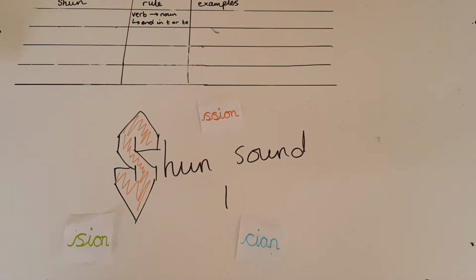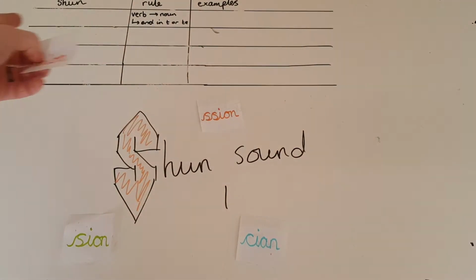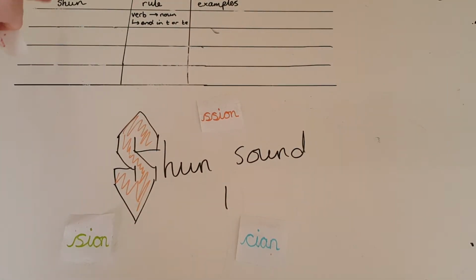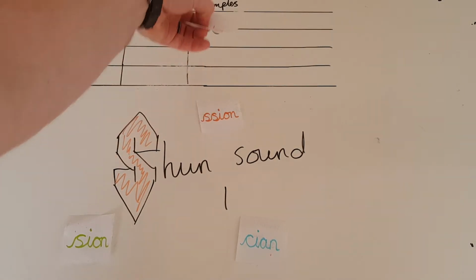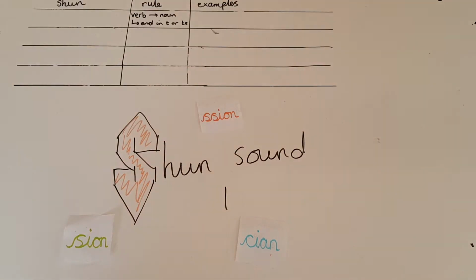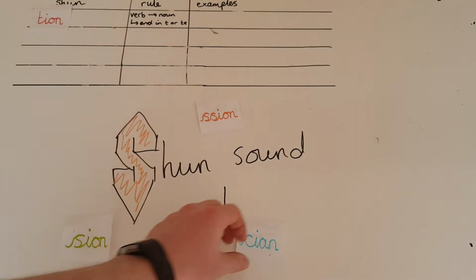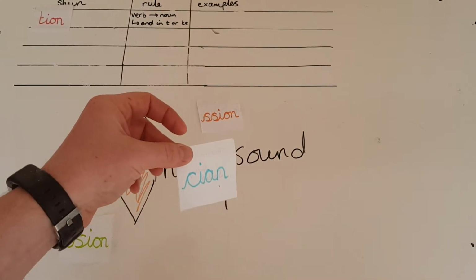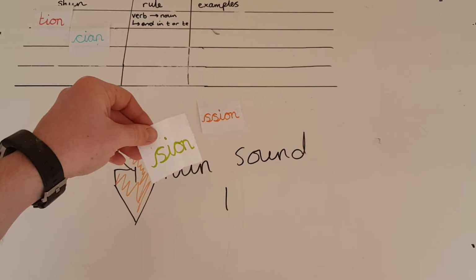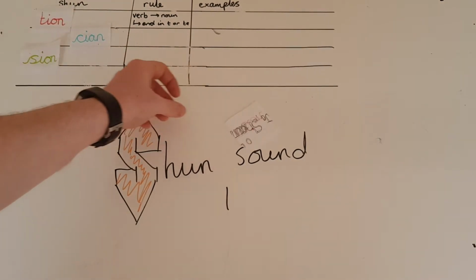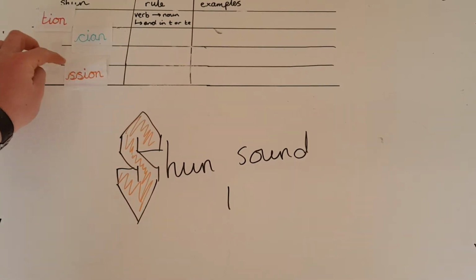I'm going to start by drawing this table out. I've started with this table. I've got the shun sound here, the rule that the sound follows, and then some examples. If you want to draw something like that, it might help you picture something ready for your Friday test as well. I'm going to start with the tion, the shun sound. We're then going to move on to the cian, the shun sound, and then we're going to move on to these two shun sounds tomorrow.